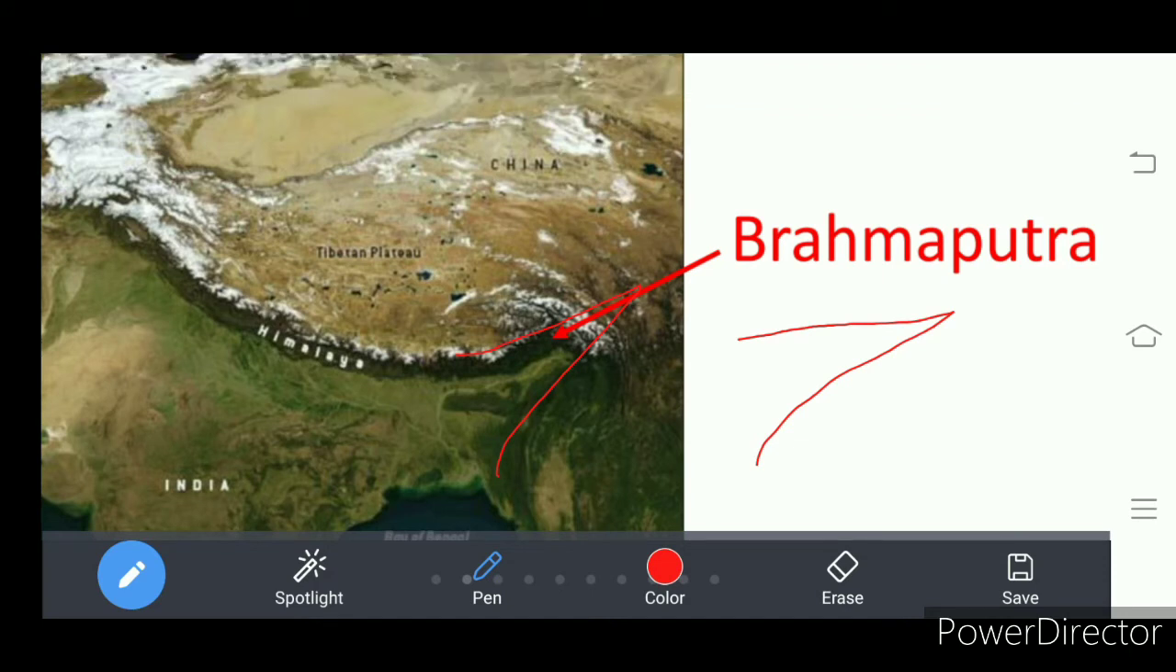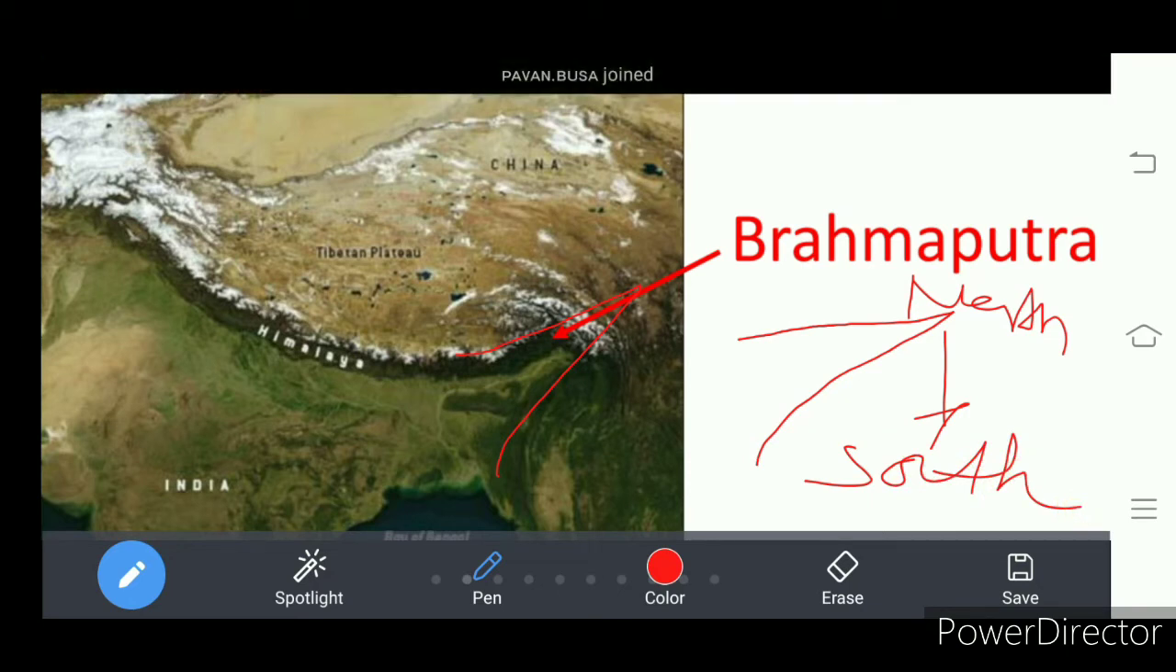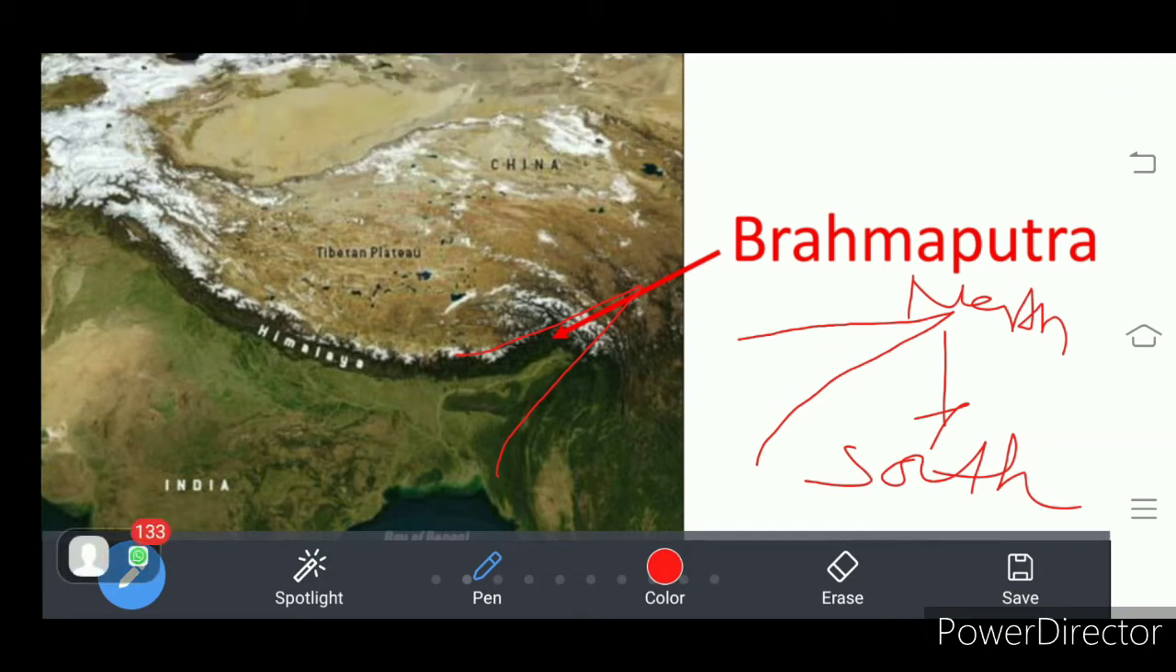Understand? So this is the north and moving towards south in the northeastern states, where Arunachal Pradesh, Assam, Meghalaya, Nagaland, Tripura, Manipur, these states are there. So in these states, from north to south direction, the Himalayas extended in the shape of hairpin bend.